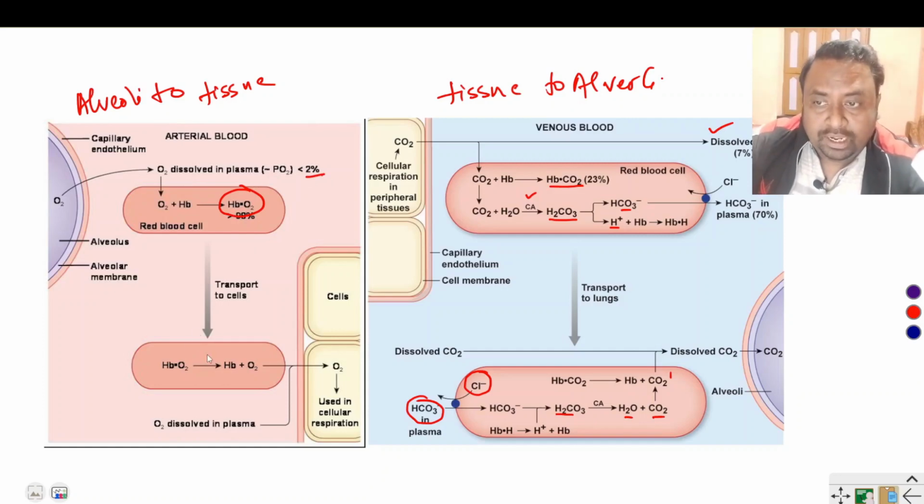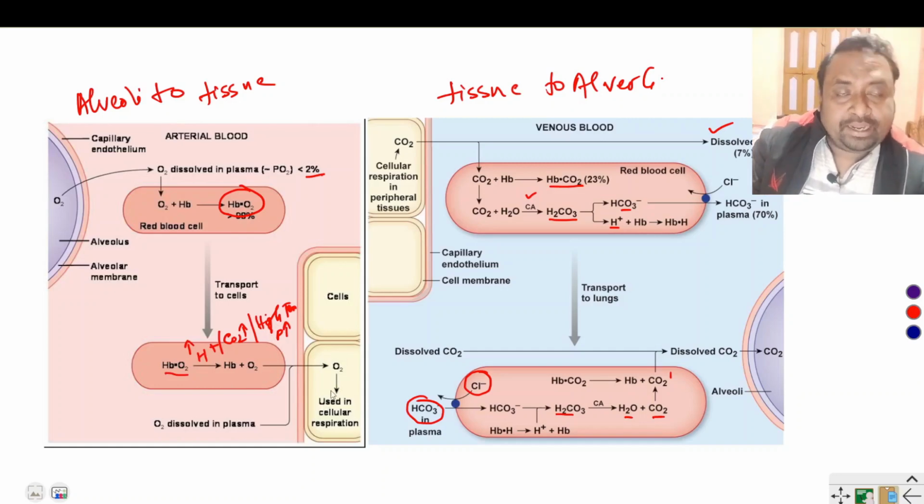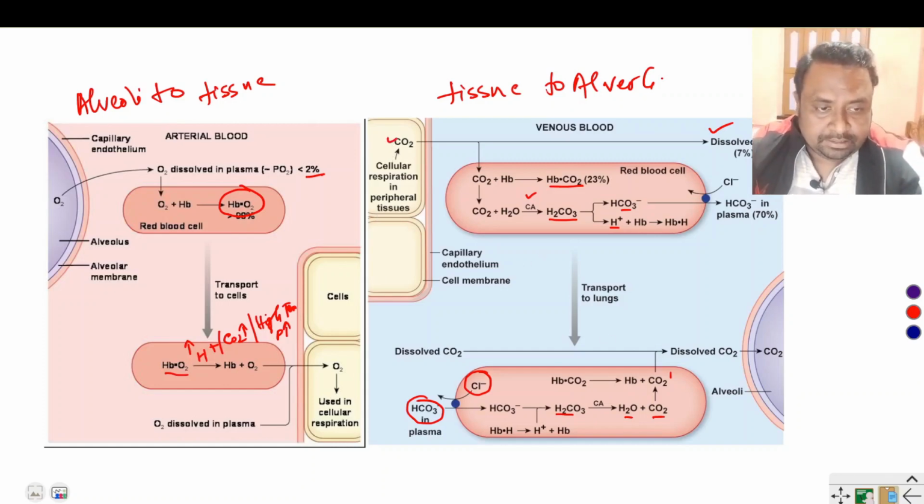This HbO2, in the presence of high concentration of protons, high CO2 concentration or high temperature, dissociates to produce hemoglobin and oxygen. This oxygen is transported into the tissue. Clear? And the tissue again respires to produce carbon dioxide, and the carbon dioxide is transported. I think you can understand.